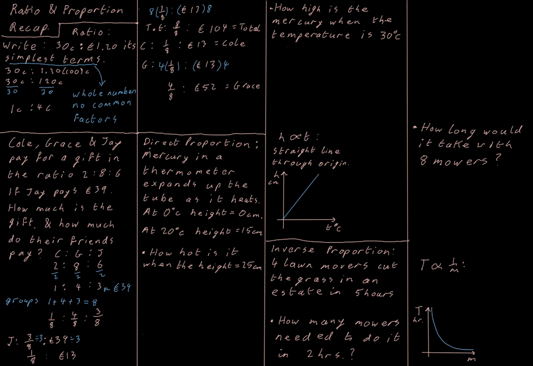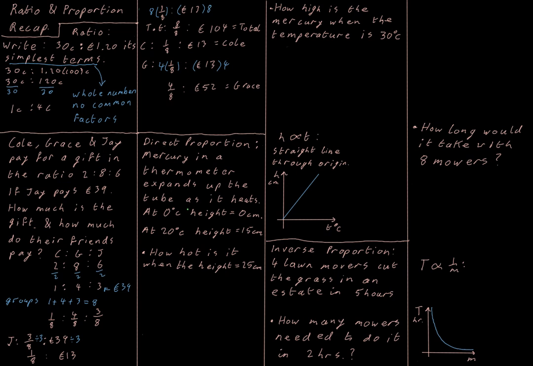Now, if we look at direct proportion, which is a form of proportion that we deal with a lot, we have the example of a mercury thermometer. In a mercury thermometer, the mercury expands as it heats and rises up the tube. So we have a bulb of mercury at the bottom of a thermometer. As the thermometer heats up, that mercury expands and it rises up the tube. That's how we read the temperature, how high we've gone up the tube.